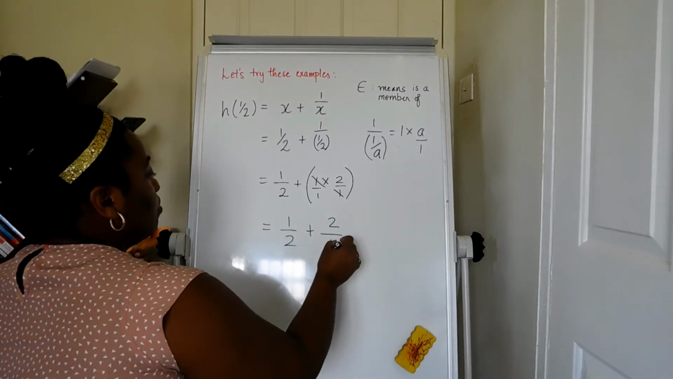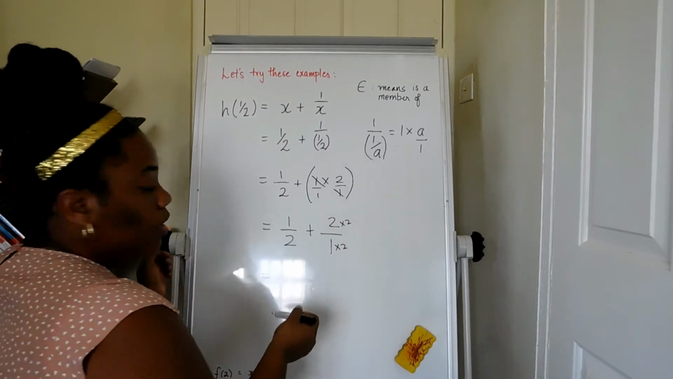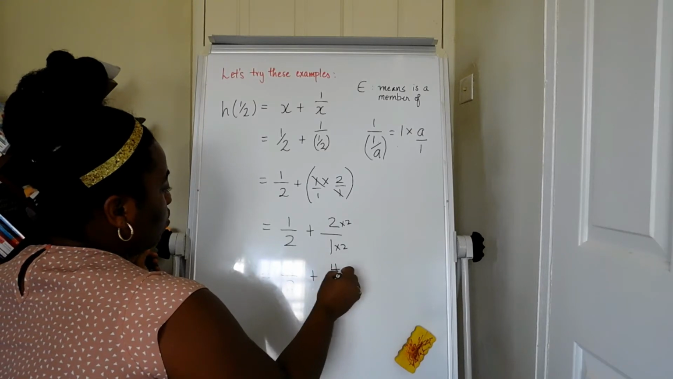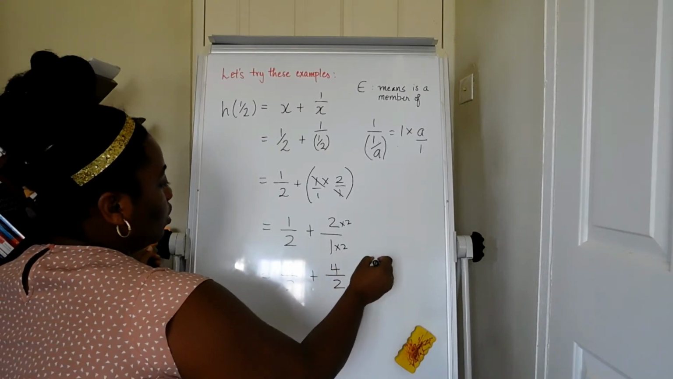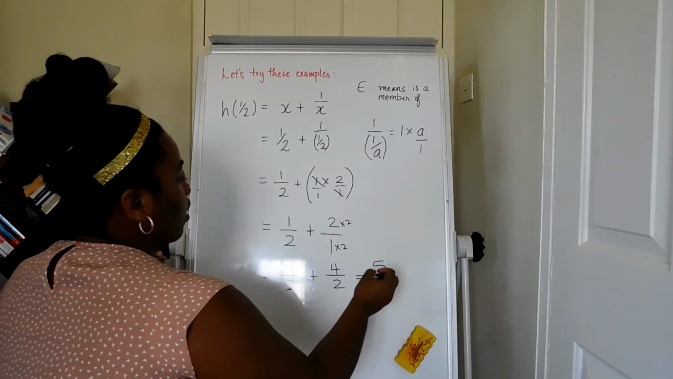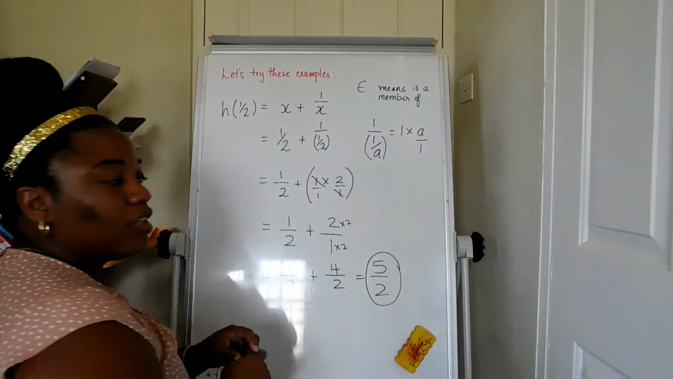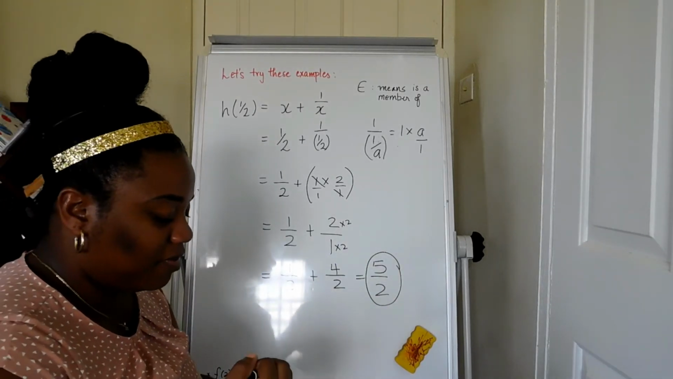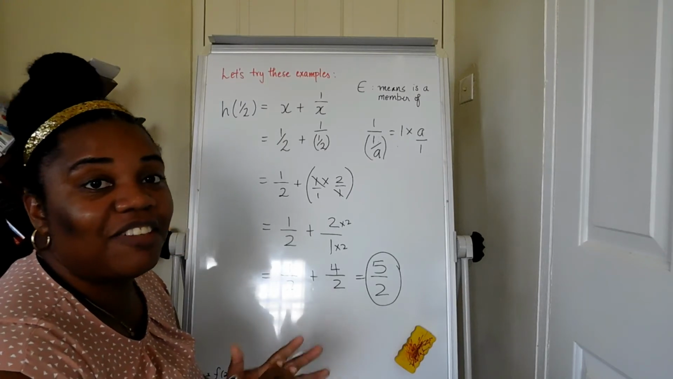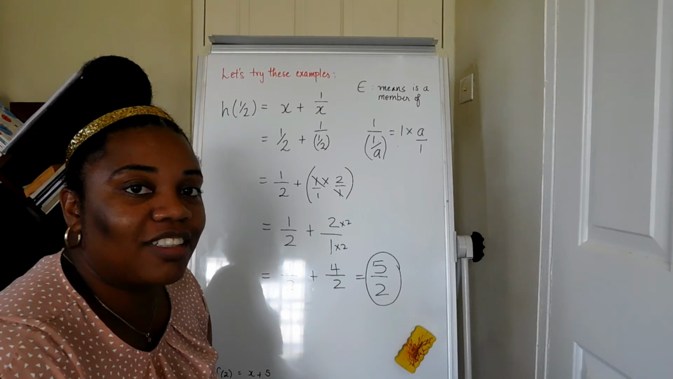You're going to need the same denominator here. And you're going to be left with 1 over 2 plus 4 over 2. Which should be equal to 5 over 2, because remember, we have to have the same denominator. And that's your answer. Yay! I really hope that you got this answer.